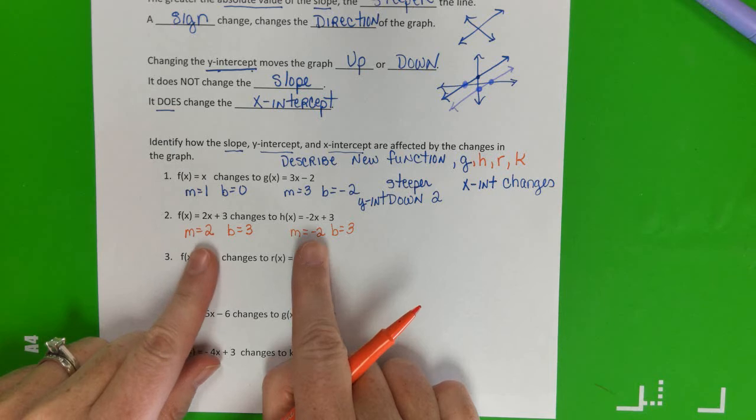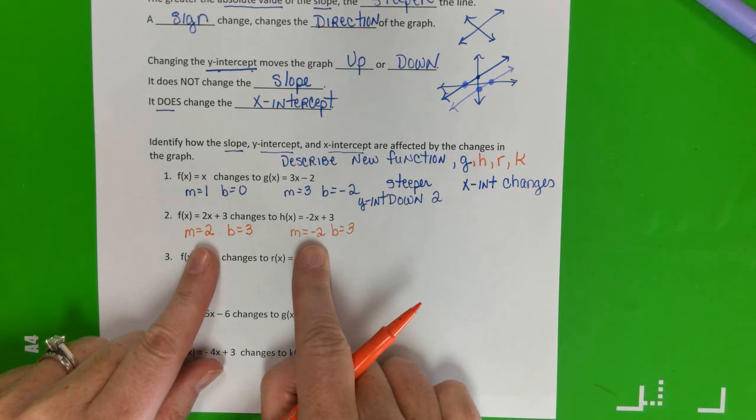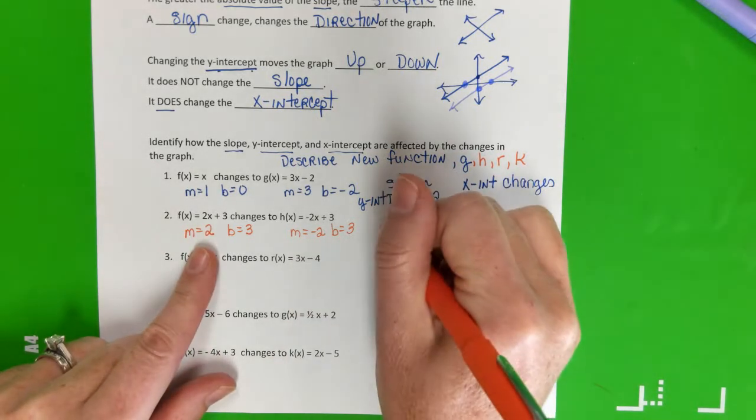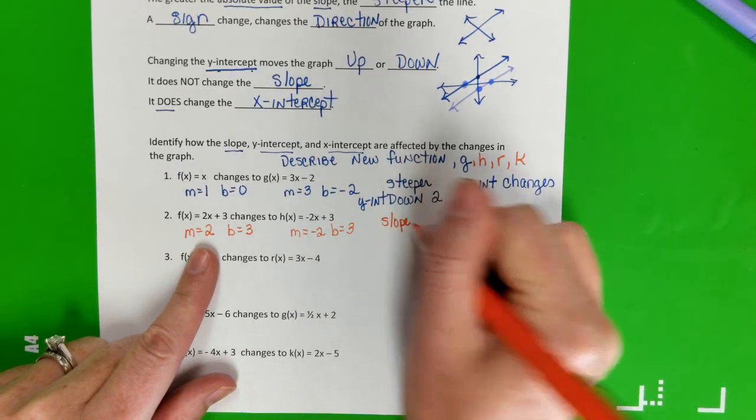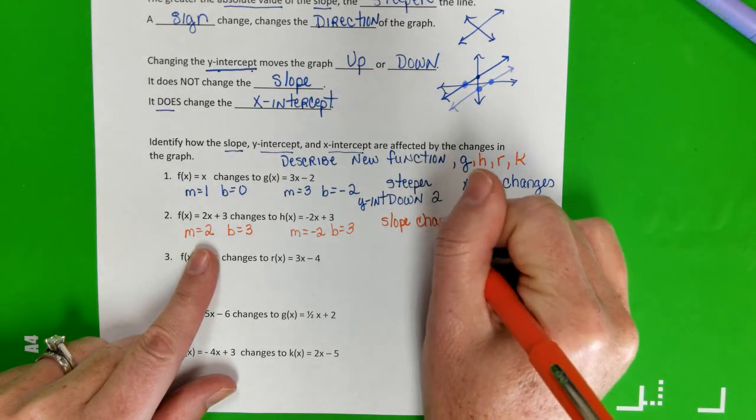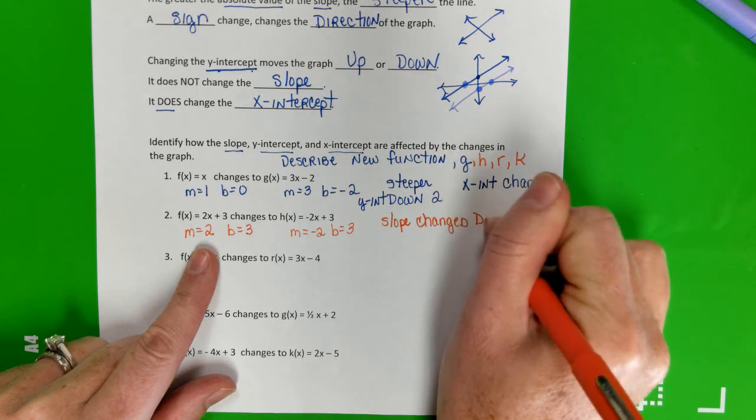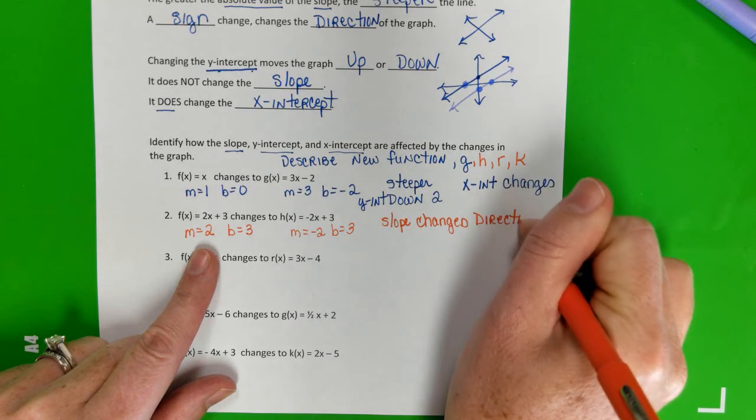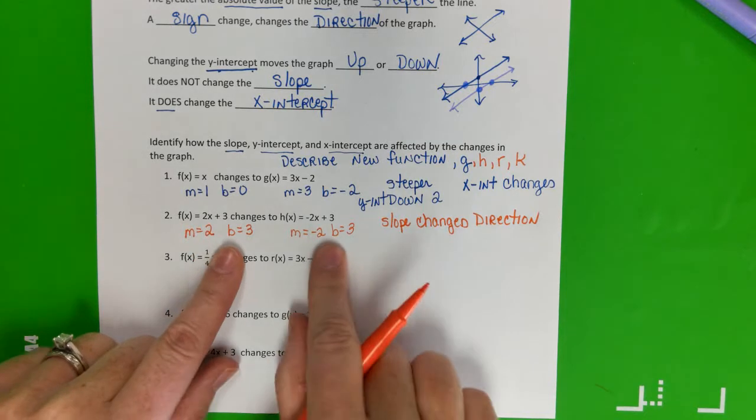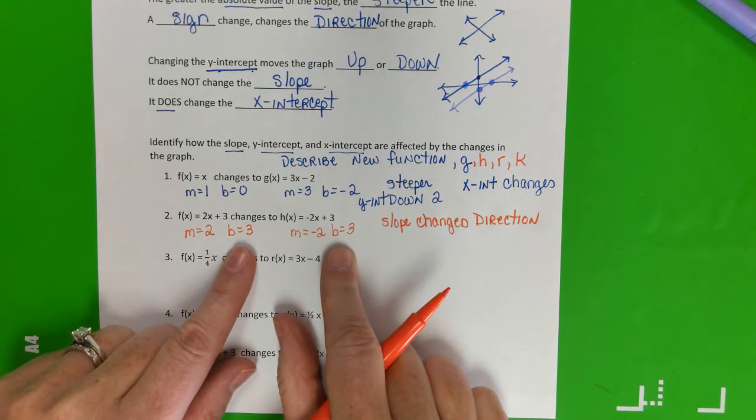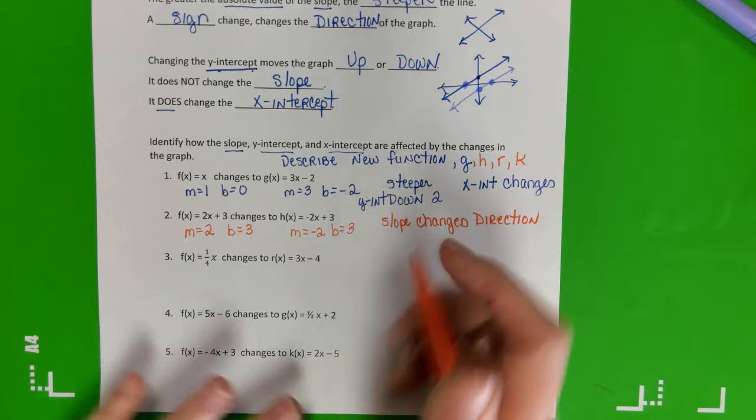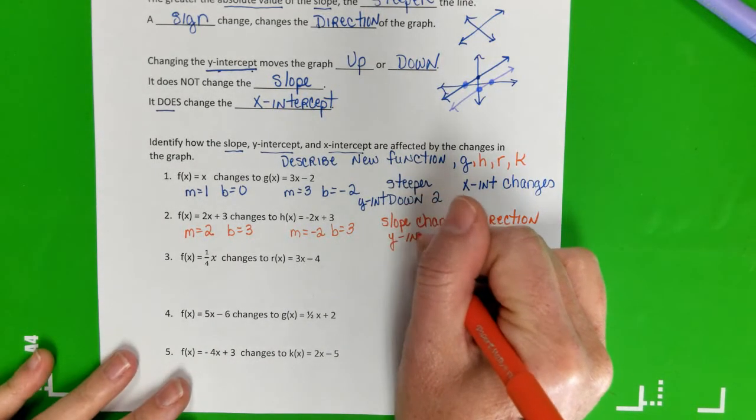The only thing that changed here was our sign, right? The absolute value of both of these is still 2. So the steepness is not changing, but we changed signs. So that means that the slope changed direction. Okay? And then the y-intercept, notice it's the same. The y-intercept is exactly the same.